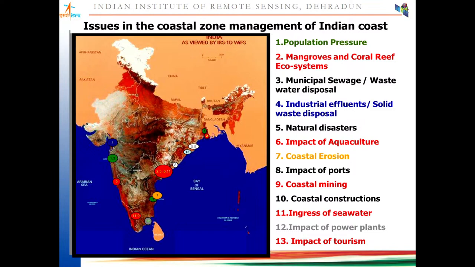So lots of people are living in the coastal area. That population pressure itself is a major concern for the coastal resources in the Indian coastal area. It has been seen that over time the mangroves and the coral reef ecosystem are declining. There are various reasons. Not all of the reasons are anthropogenic.